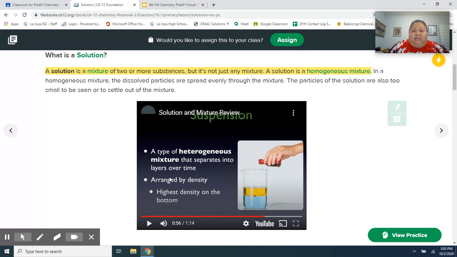Usually, suspensions are arranged by density. Those with the heaviest or biggest density will be at the bottom. Those with the lowest density, or the lightest, will be on the top.